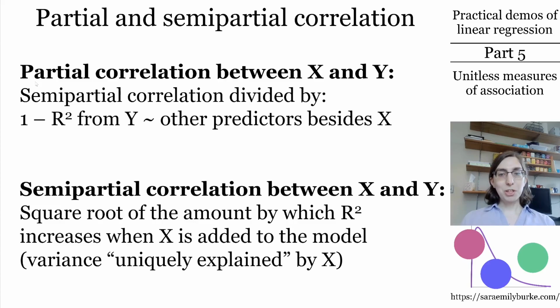And a related interpretation of the partial correlation is that it's the semi-partial correlation itself divided by the square root of 1 minus the r² value from a model that predicts y based on the other predictors besides x. It's a variation on the semi-partial correlation that has been scaled upward by dividing it by the fraction of variance that would have remained unexplained before adding x to the model.